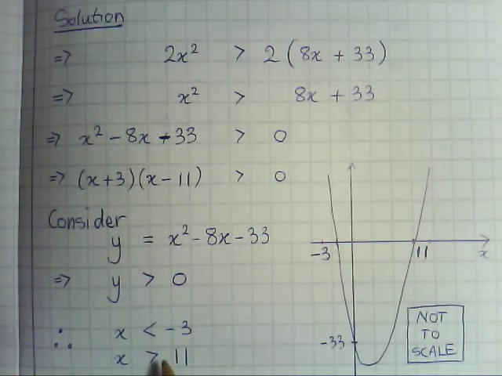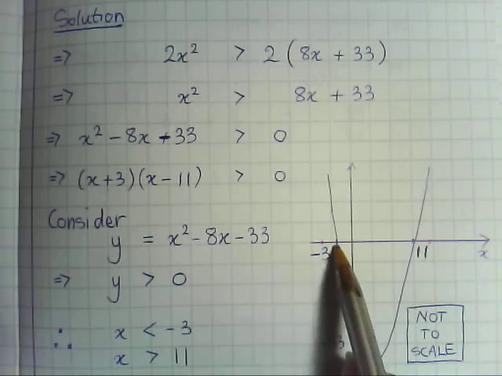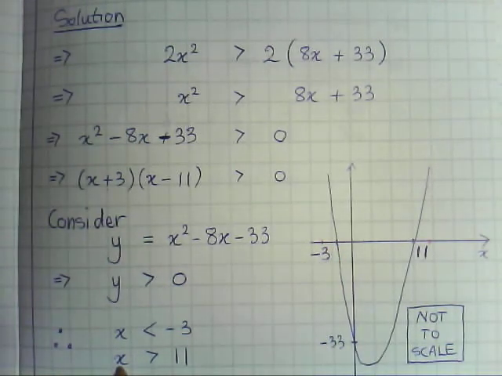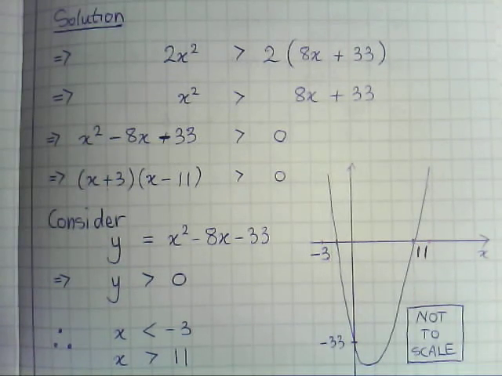So hence the solution is x is either less than negative 3, but not equal to negative 3, because it would then be touching the x-axis, or x is greater than 11, and that would be our solution for this particular quadratic inequality.